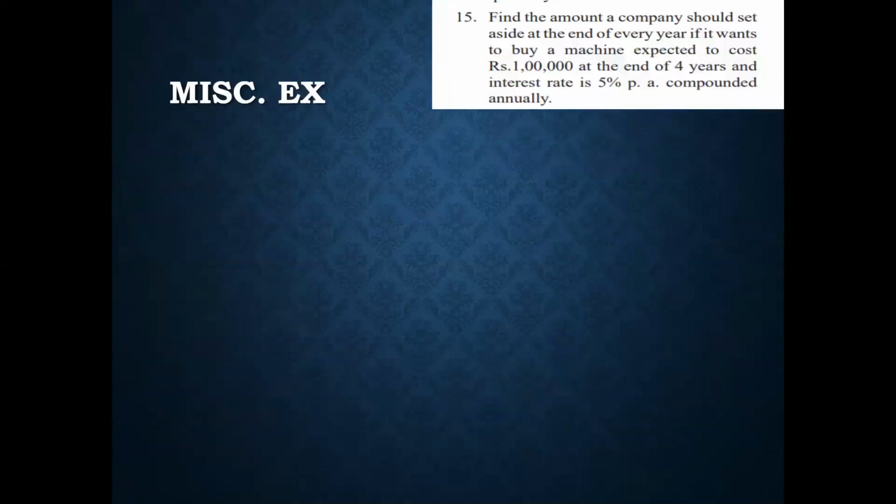Moving on to the next sum, sum number 15. Find the amount a company should set aside at the end of every year if it wants to buy a machine worth 1 lakh at the end of 4 years and rate of interest 5% compounded annually. Can you guess class which type of annuity this is? Correct. It is immediate annuity. And how did you all identify? With the word end over here.